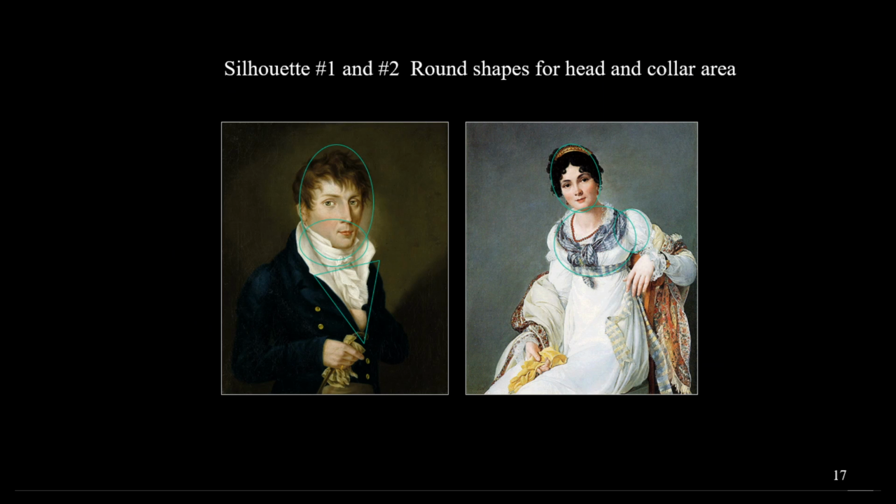Although the general outside silhouette is rectangular, both silhouettes 1 and 2 will feature round shapes around the face and the necklines. Men will begin wearing their jackets open at the collar to create a strong triangular shape.